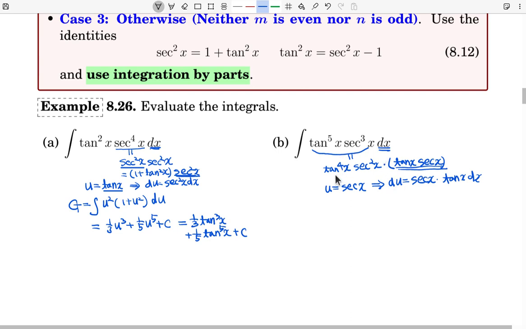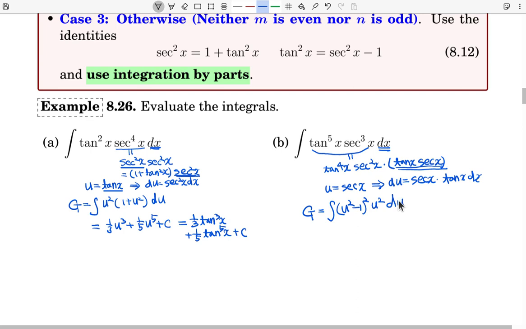For this one, tangent squared x is sec squared minus 1, so the given integral is the same as the integral of sec squared minus 1, that is u squared minus 1, squared, and then sec squared is again u squared. And the remainder part is du.